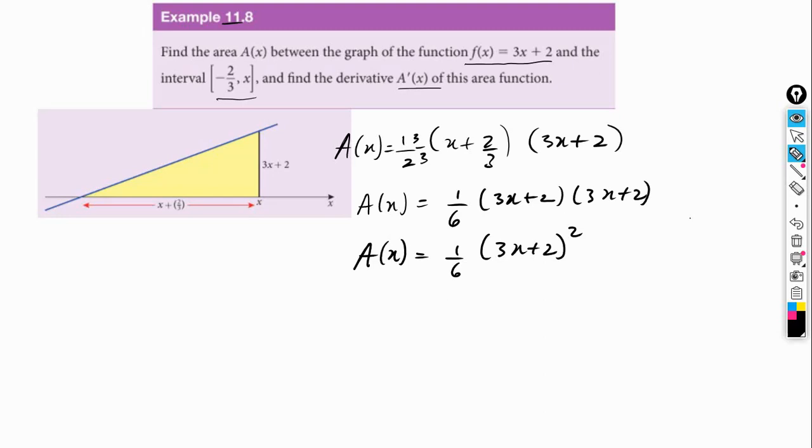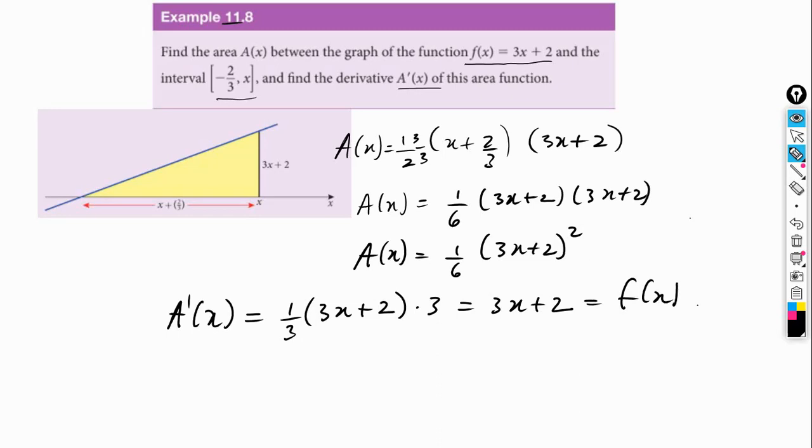So what would be the derivative? Well, from the chain rule we know that we have to multiply by 2, so that would be 1/3 times 3x plus 2, times the derivative of the inside, which is just 3, and this is going to give us obviously 3x plus 2. But notice that 3x plus 2 is again f of x.